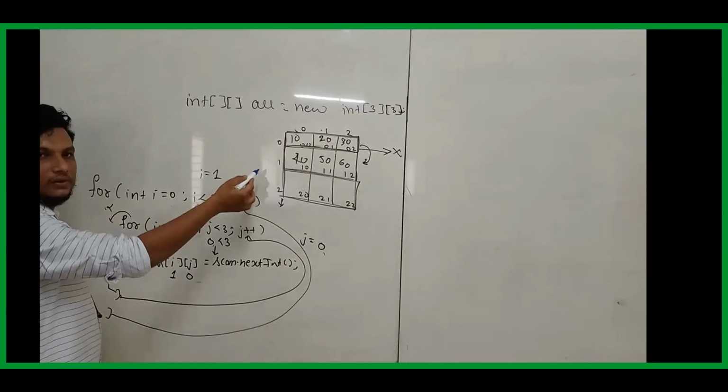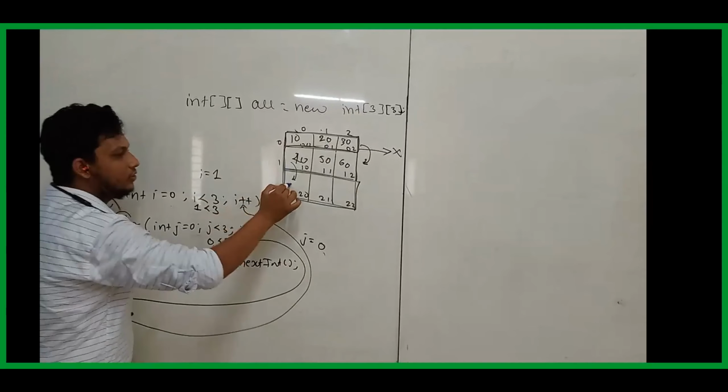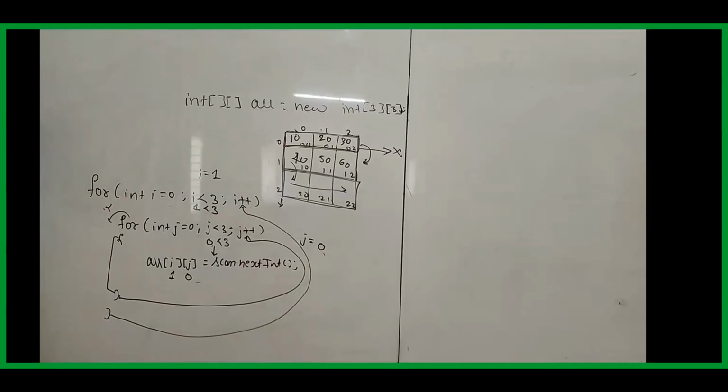It will go, i value will increment. It will jump to the next row. Again it will store the values here. After that, this i loop will also be terminated. It will come out of this for loop also. Clear?